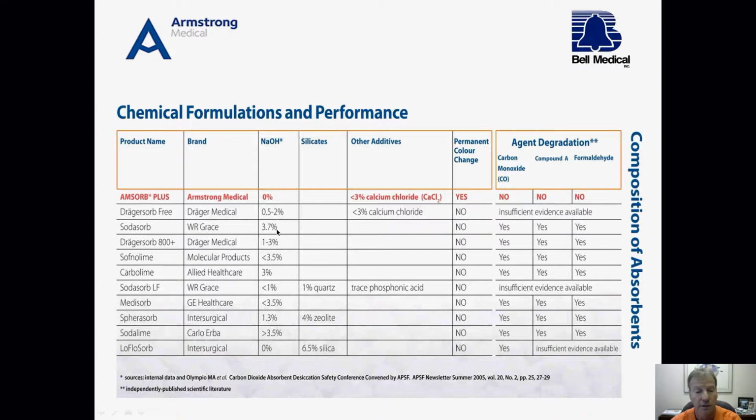Another one that you'll hear, Sodasorb, has 3.7. Dragersorb has 1 to 3%. Once again, if they have any percent at all, they are capable of producing those toxins.